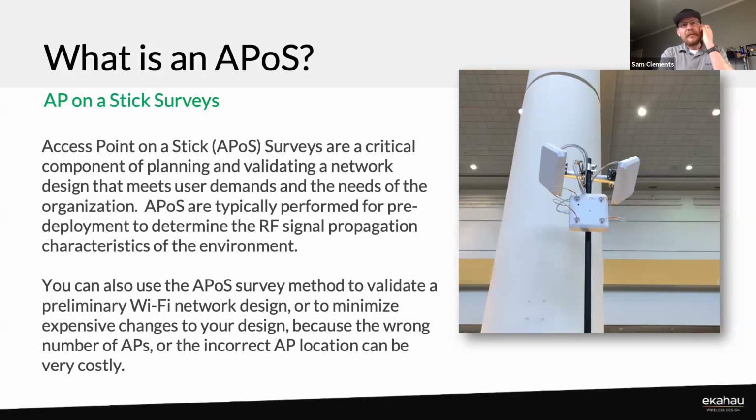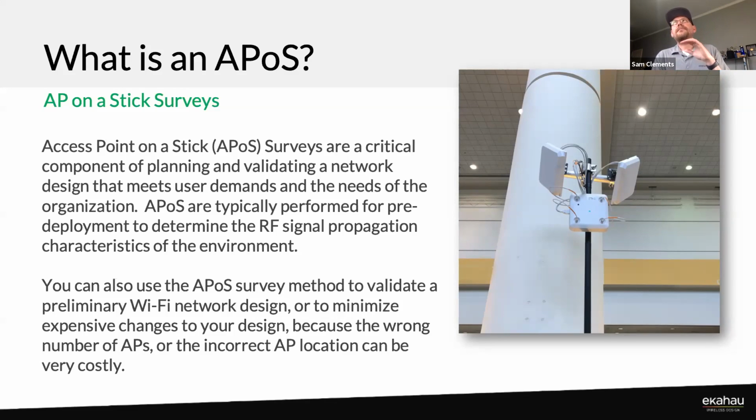Yeah, and it's been called a lot of different things by a lot of different people. I think at the end of the day, what it is is staging an AP where you think it's going to go, and then measuring what that AP's coverage looks like. The industry has just coined it AP on a stick because you get a stick and you put the AP on the top and you hold it in place, after a fashion, and you walk around it. And that could be a telescopic pole or whatever.